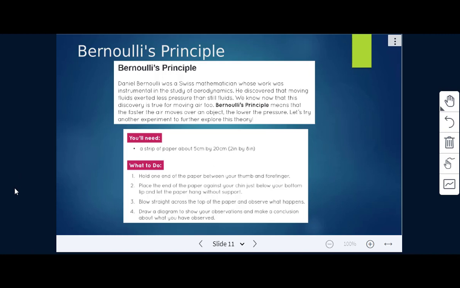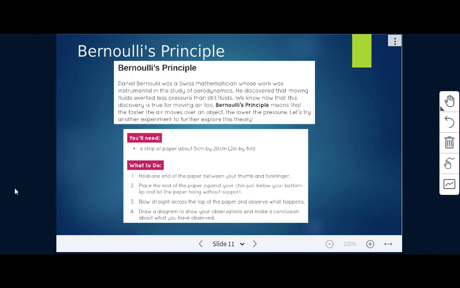All right, so the video talked a little bit about Bernoulli's principle. Daniel Bernoulli was a Swiss mathematician who worked with aerodynamics. He discovered that moving fluids exert less pressure than still fluids. It also applies to moving air as well, because air is also a fluid.